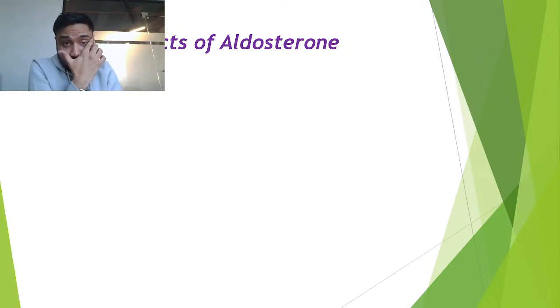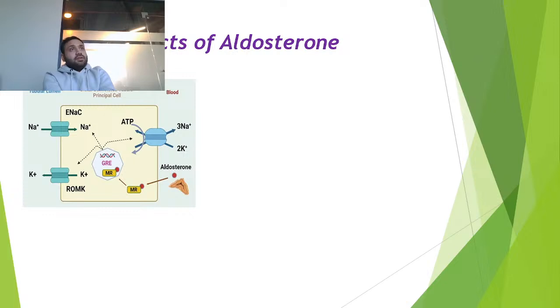So let's study the effect of aldosterone. Aldosterone acts on principal cells of the distal convoluted tubule. It's a mineralocorticoid, which is synthesized from steroids. Steroids are lipid soluble molecules, right? So aldosterone goes inside the principal cell of the distal convoluted tubule. It increases the gene expression for epithelial sodium channels and potassium channels.